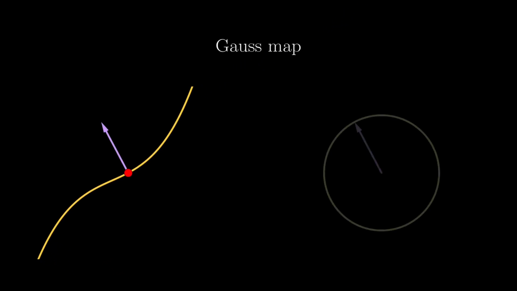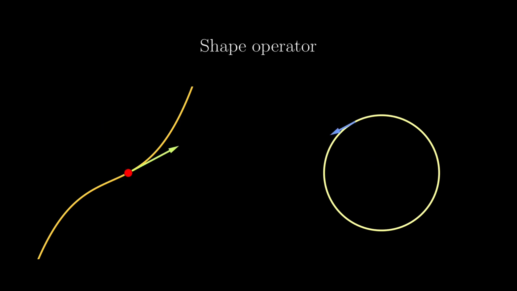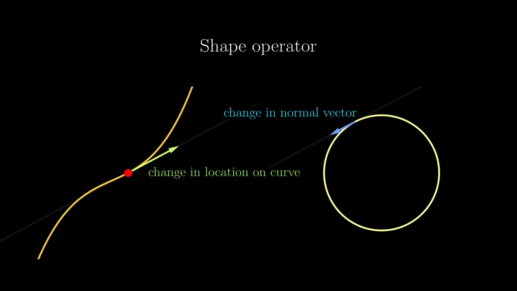We can still define an analog of the Gauss map that extracts the normal vectors, and we can still define an analog of the shape operator. Just as a reminder, the shape operator describes how the change in location on the curve leads to a change in the normal vector. Because we are one dimension lower, instead of a tangent plane, both the change in location and change in normal vector lie on the same tangent line instead.